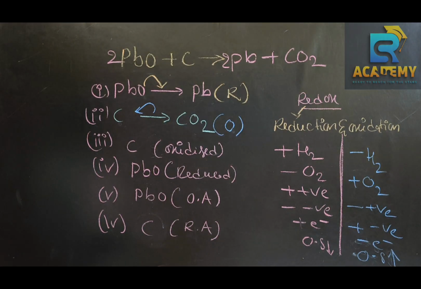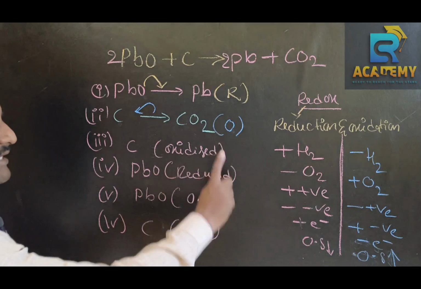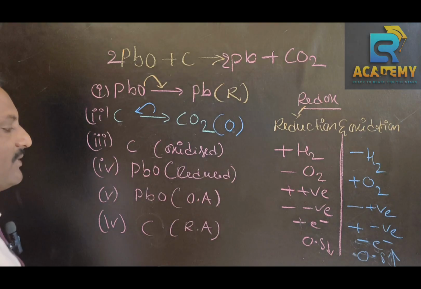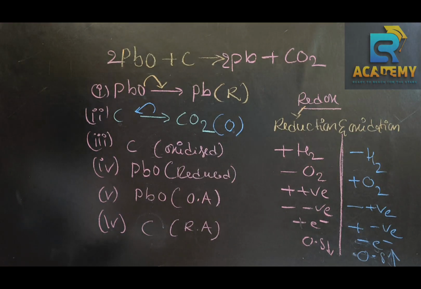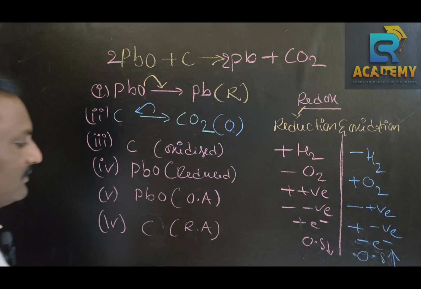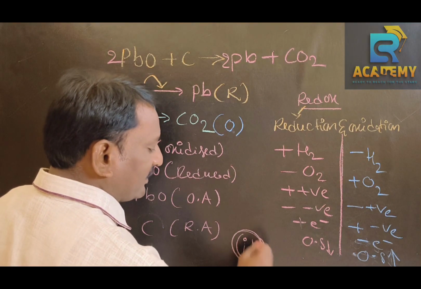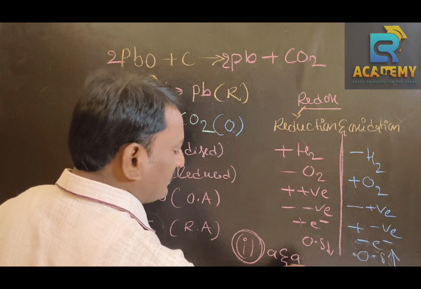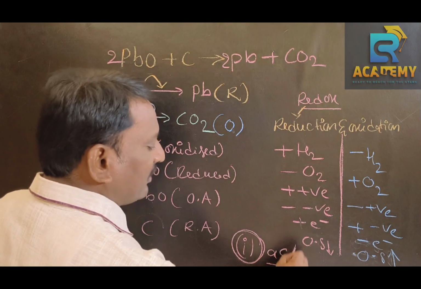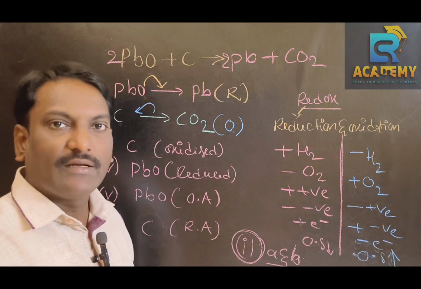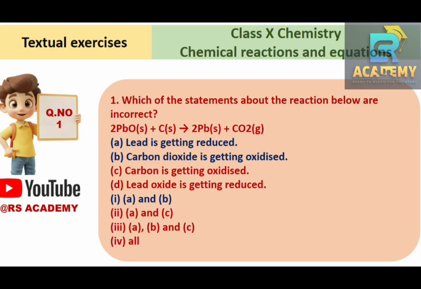Next, carbon is getting oxidized. Carbon is getting oxidized is the correct statement. Lead oxide is getting reduced. Lead oxide getting reduced is the correct statement. But according to the given question, A and B both are incorrect statements. The answer is option number one. Is it clear? Right. Make a note.